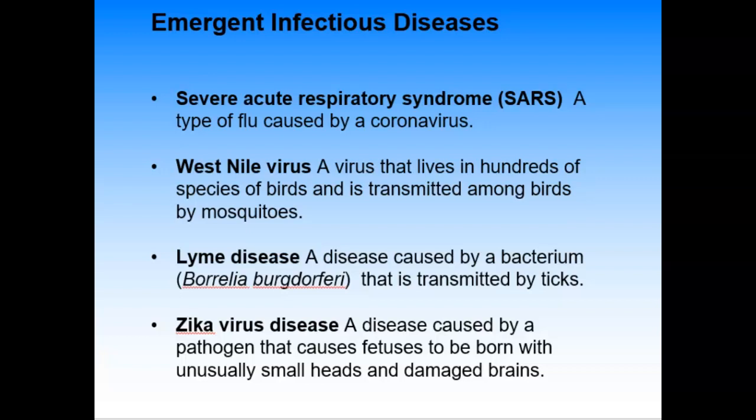Lyme disease is spread or transmitted by ticks. A lot of times people will get freaked out when they see those larger ticks. Those are the dog ticks. They don't necessarily transmit Lyme disease. It's the deer ticks that we need to be aware of, and they are really, really tiny. So those are the ones that are carriers of Lyme disease.